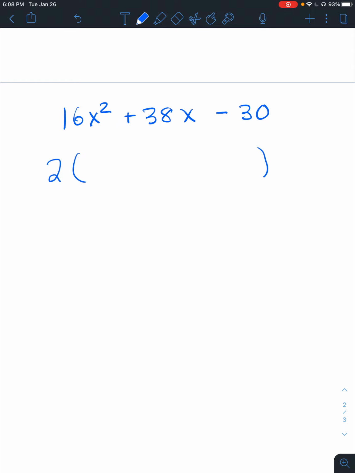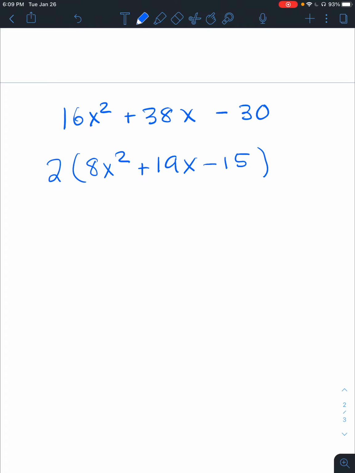And then I'm asking myself, 2 times what gives me 16x squared? 8x squared. 2 times what gives me 38x? 19x. And 2 times what gives me negative 30? Minus 15. So now we are left with 8x squared plus 19x minus 15.